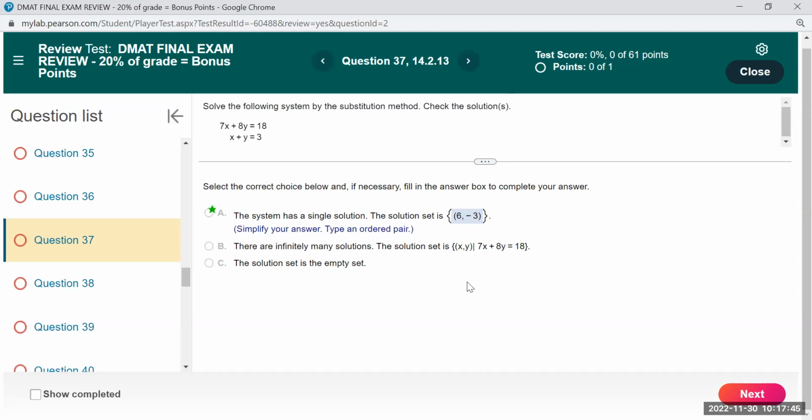Solve the next one using substitution. 7x plus 8y equals 18. x plus y equals 3.